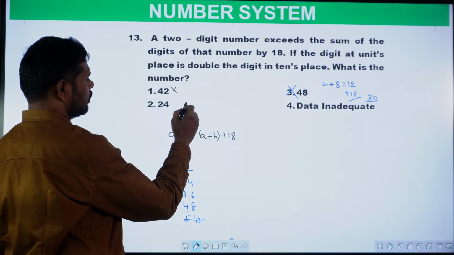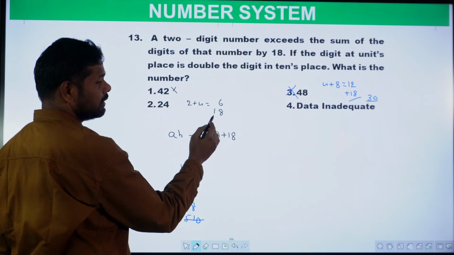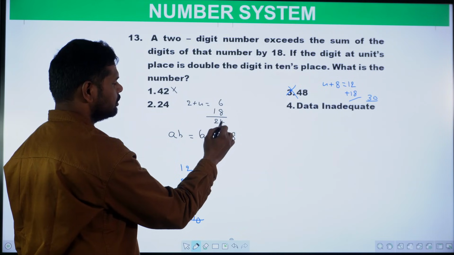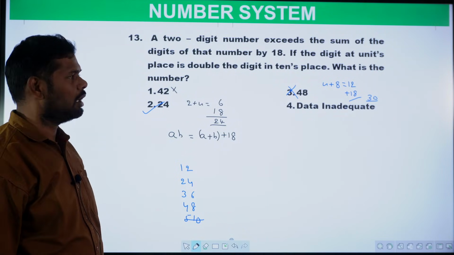Here observe 24. 2 plus 4 means 6. If the sum of digits is exceeded by 18, 18 plus 6 gives the same number. That's why that is the answer.